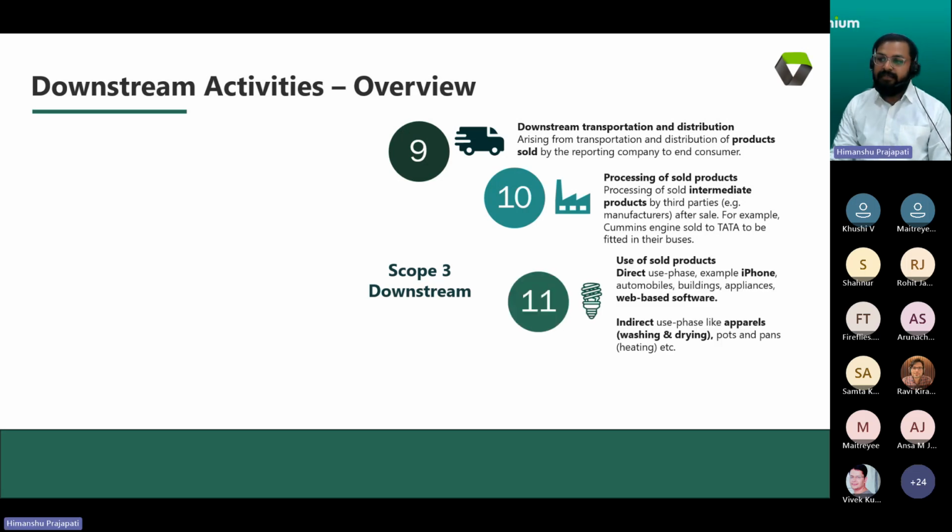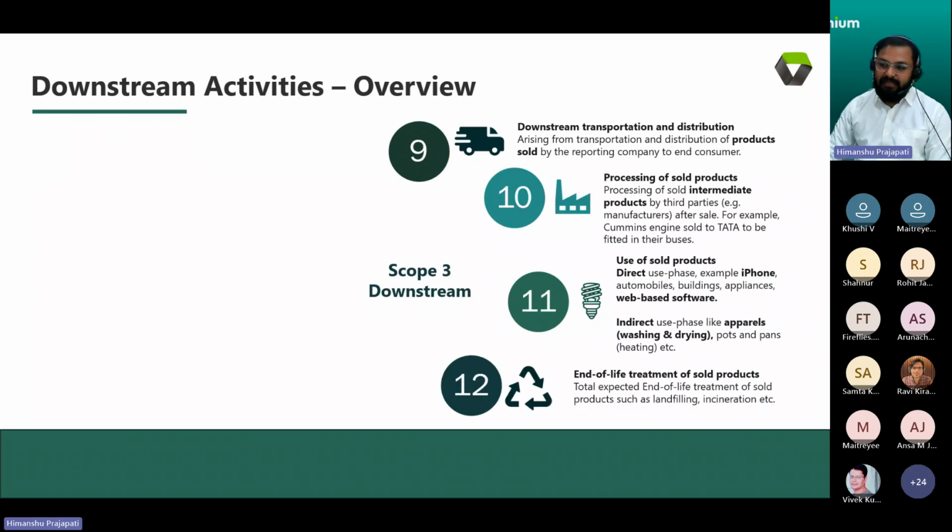Thereafter, we have use of sold products. Direct use of sold products, for example iPhones, automobiles, buildings, appliances, web-based software, all of these come under scope 3 downstream category 11. It can also be an indirect use phase, like in the case of apparel, when you are washing or drying them. If you are an apparel company and you want to talk about whatever goes into washing and drying your apparel after you've sold them, those emissions will also be accounted as part of scope 3 downstream.